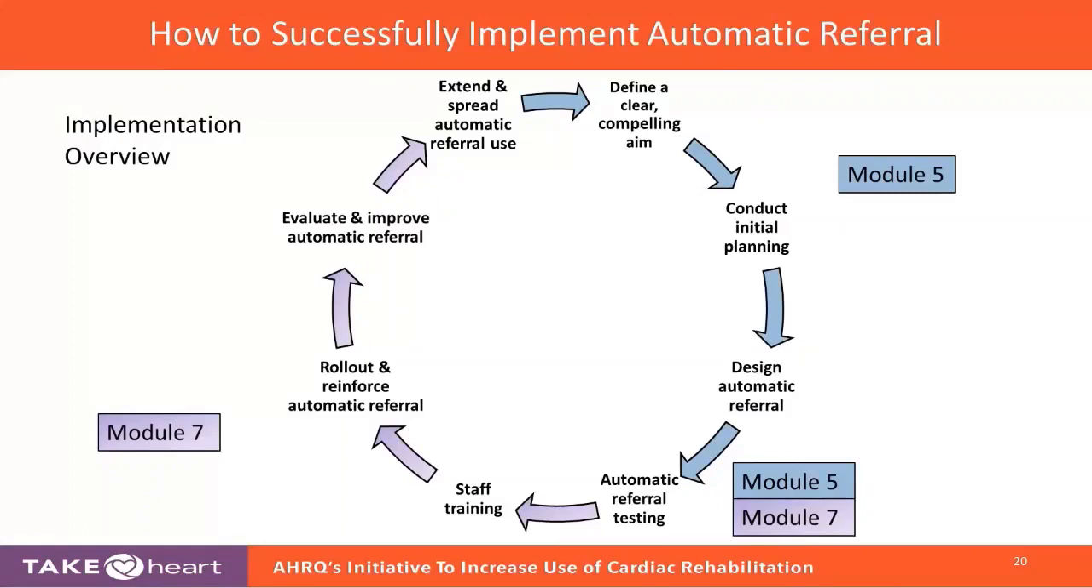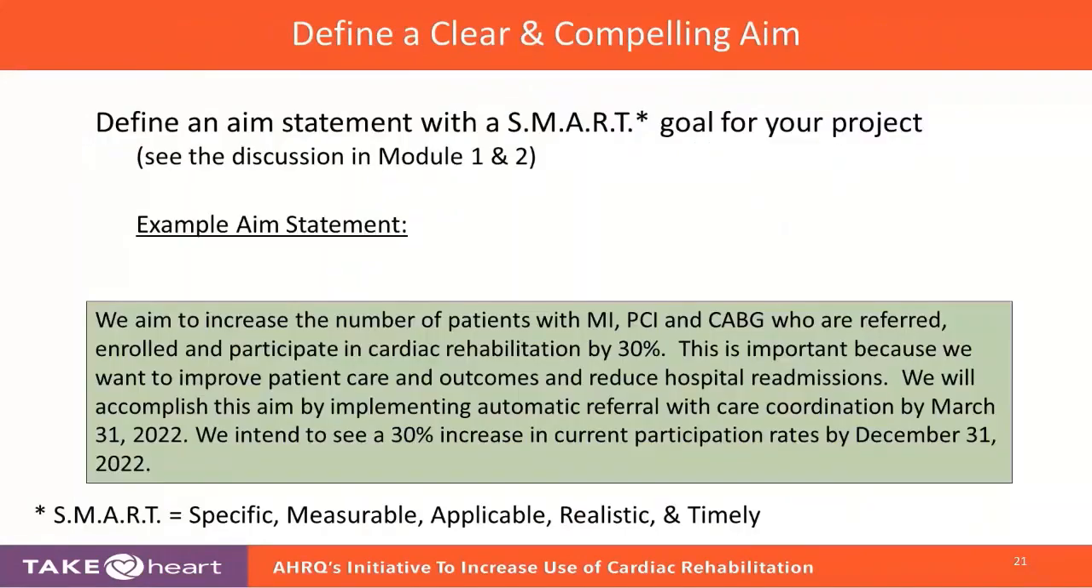That's great, and I totally agree. It is always an evolving process, but once you get everyone on board, it can be an incredibly rewarding process as you move through it. So the aim of your goal, it's good to know from the outset what you're trying to do. So we're trying to increase the number of patients who've had a heart attack, had PCI, had CABG, who are not just referred, but enrolled and participate. And so the goal is to increase that by 30%, right? So we want to do all the things we can, not just the automated referral, but the other components like care coordination to try and achieve that increase by December 31st, 2022.